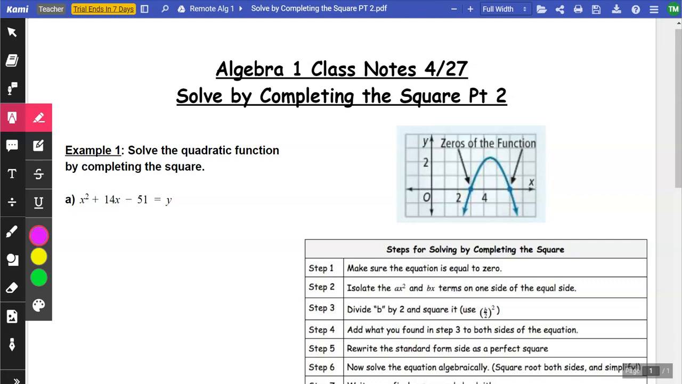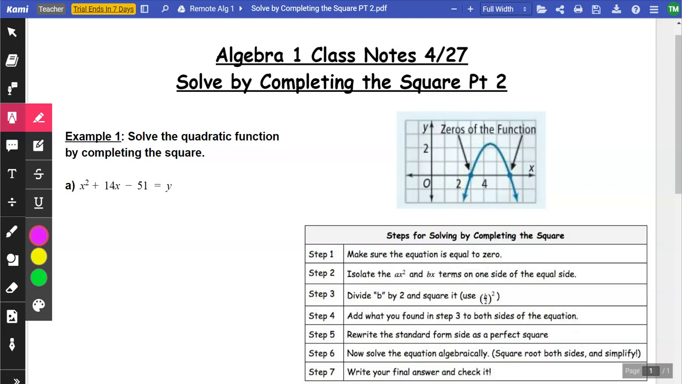All right, so today's lesson is going to be focused on how to solve quadratic equations or degree 2 polynomial functions by completing the square, and this is part 2 of that lesson. So today we're going to do some more challenging examples and just try to take this to the next level.